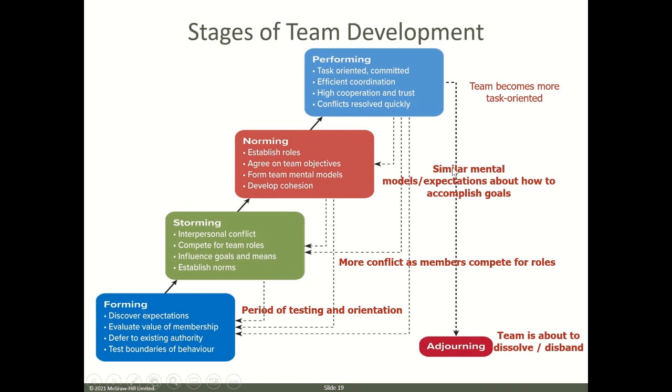The last step, when all the steps are completed, the fifth one, is adjourning. The team is about to dissolve or disband. Members shift from the task to a relationship focus. When the task is completed, the team will be dissolved.